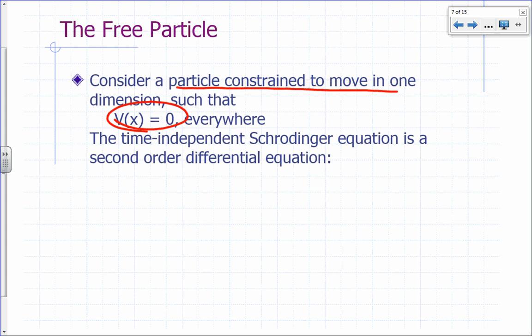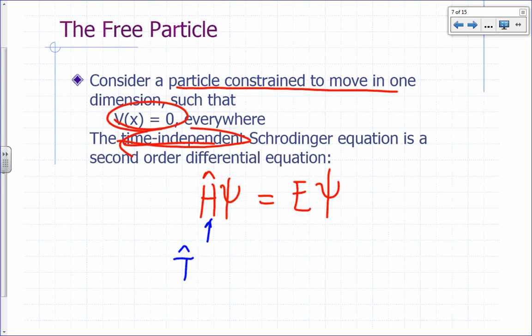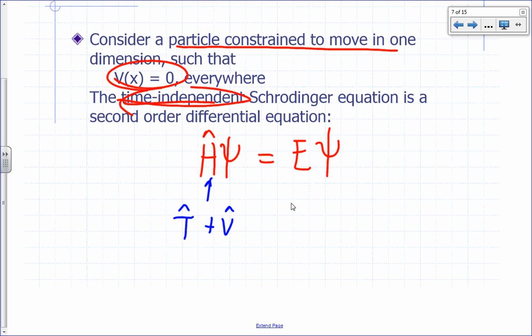Okay, what's our Schrodinger equation? Time independent, do you remember? H hat psi equals E psi. Okay, and that's always going to be your first thing you're going to try to solve. You solve for stationary states by solving the time-independent Schrodinger equation. So H hat psi equals E psi. What is the Hamiltonian operator? It's kinetic energy plus potential energy, right? But what's the kinetic energy operator?